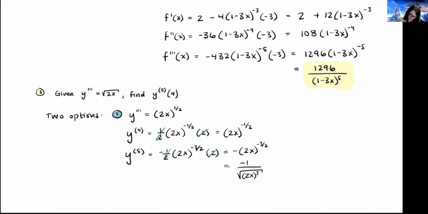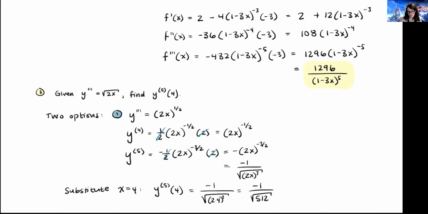Okay, there we go. So now we want to substitute in 4. Okay, so that's going to be y with derivative of 4. So that's negative 1 over the square root of 2 times 4 cubed. 2 times 4 is 8, and then 8 cubed. I don't know what 8 cubed is. Let us see. That is 512.